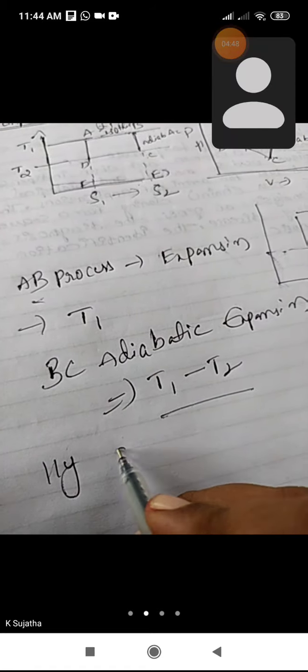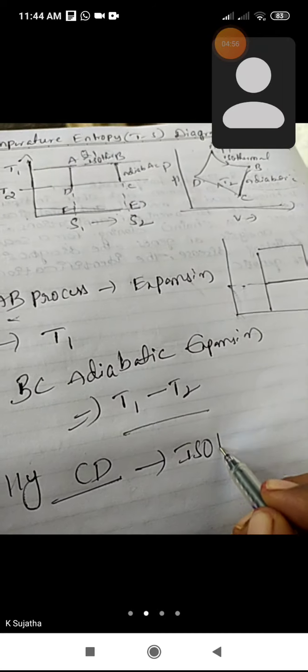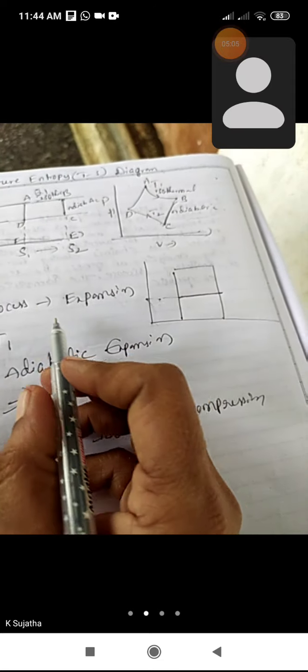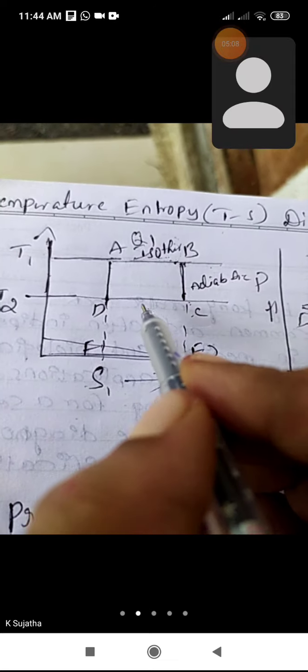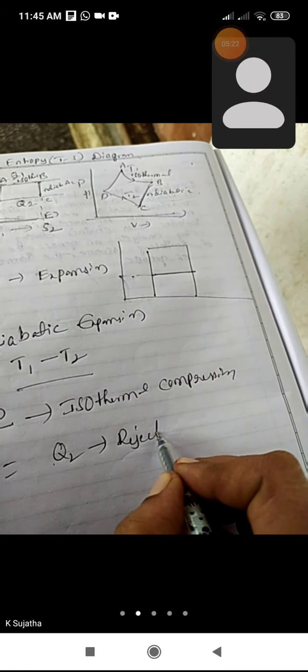Similarly, CD is the isothermal compression. In the isothermal compression, the heat energy rejected to the surroundings is Q2, at the temperature T2.